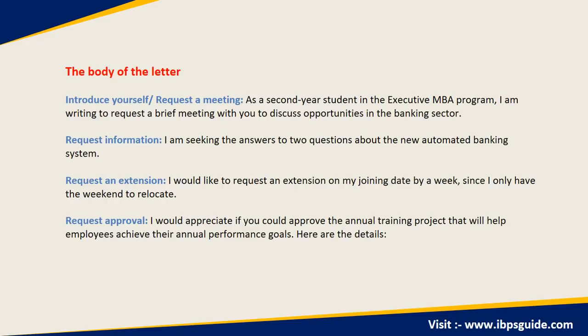All right, the next is requesting approval. This is the format when you're requesting approval for something. I would appreciate if you could approve the annual training project that will help employees achieve their annual performance goals. Here are the details. Following this, you will give details about the training project. You will mention how long, from which date to which date, for how many members, who the speakers are and things like that. This will be the format for requesting approval.